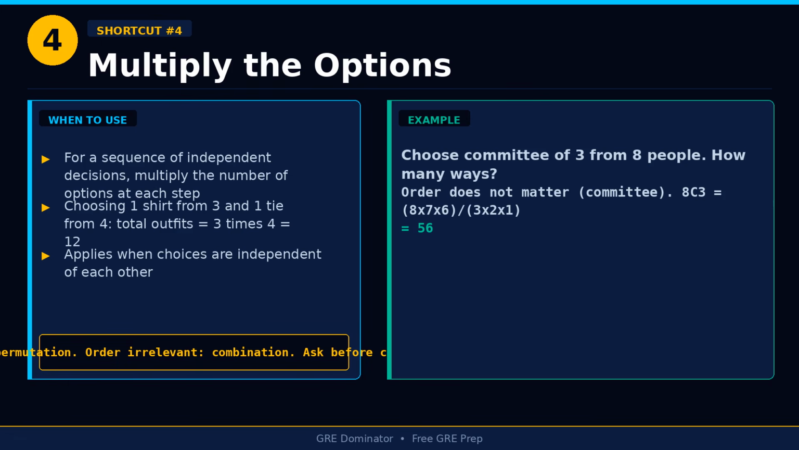Permutation, nPr. Number of ways to arrange r items chosen from n when order matters. nPr equals n factorial divided by (n minus r) factorial. For example, choosing 3 people from 8 for distinct positions: president, vice president, secretary. 8P3 equals 8 times 7 times 6 equals 336.